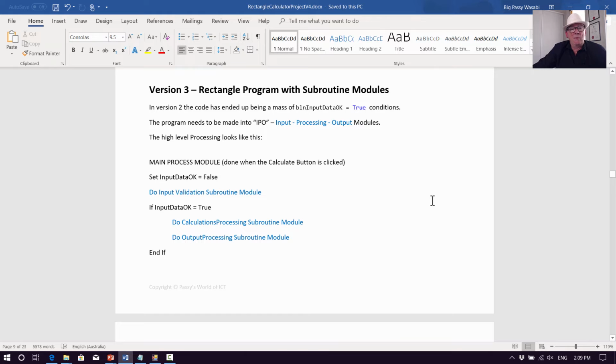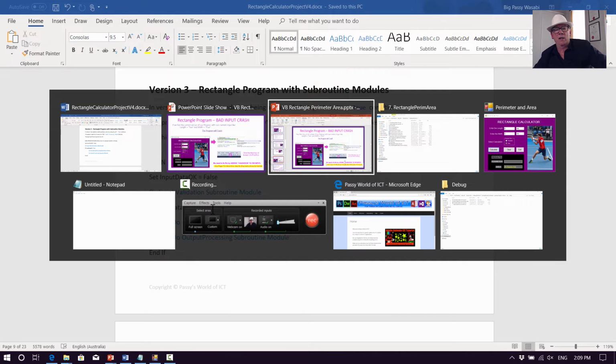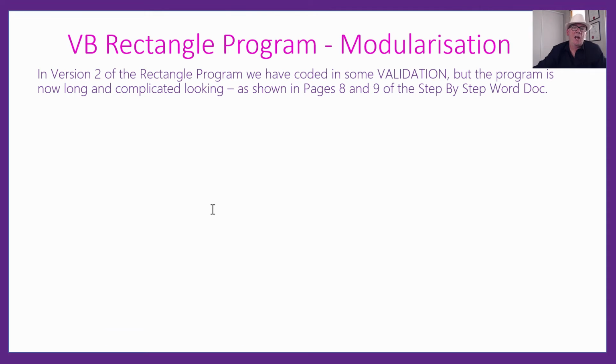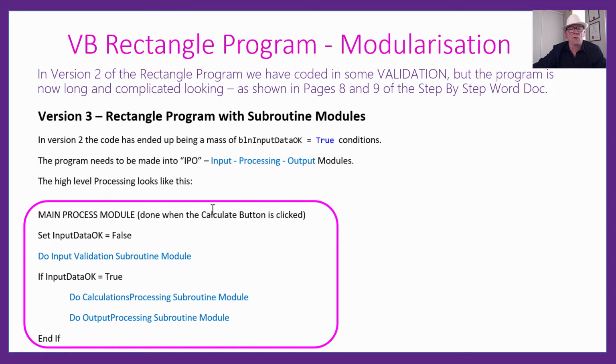So we're now up to making version 3, and we better see where we're up to in our presentation, because we've done all that fixing the bad input data. And now we're up to version 3, where we're going to do some modularization, as it's called. All right, so our program we just flicked through and showed you for version 2 had gotten quite long and complicated with all that validation stuff in it. So this is where we need to kind of break things down into steps and modularize them.